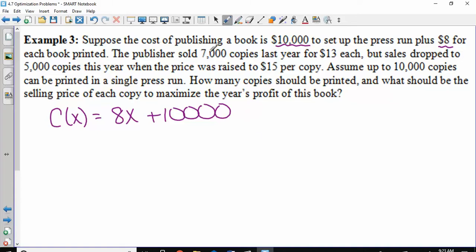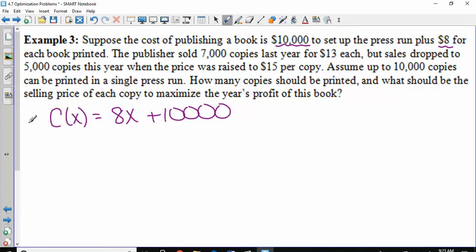Okay, the publisher sold 7,000 copies last year for $13 each. But sales dropped to 5,000 copies this year when the price was raised to $15 each. Assume up to 10,000 copies can be printed in a single press run. How many copies should be printed, and what should be the selling price of each copy to maximize the year's profit of the book?